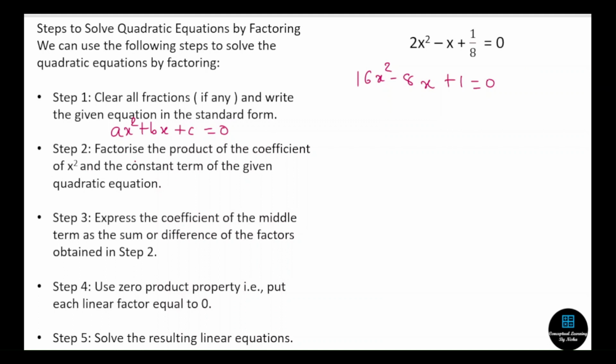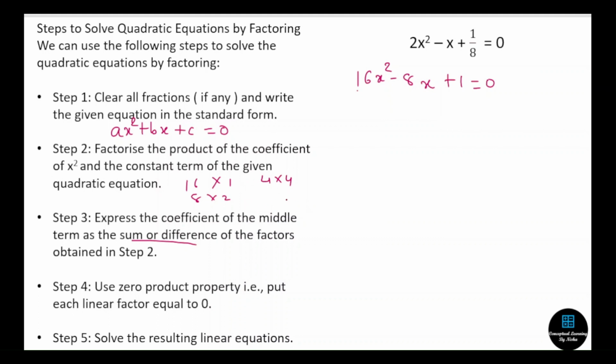Now the second step: factorize the product of the coefficient of x square and the constant term. The coefficient of x square is 16 here. So 16 and 1, we have to factorize this, such that you express the coefficient of the middle term as the sum or the difference of the factors. Now, the factors of 16. Let me write all the factors of 16: 16 ones, 8 twos, or 4 fours. Correct? So these are the factors.